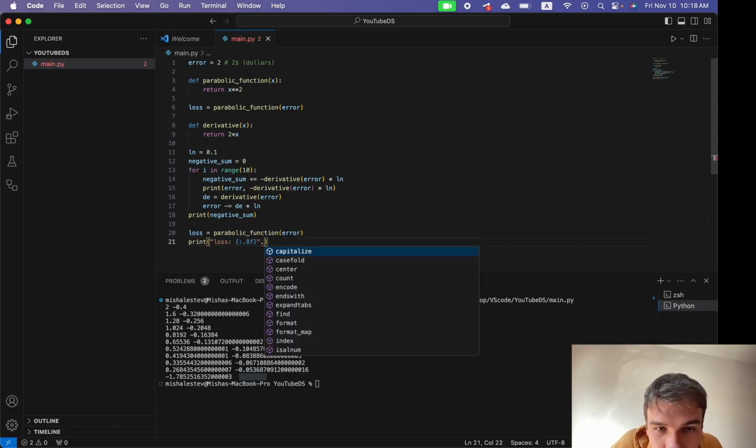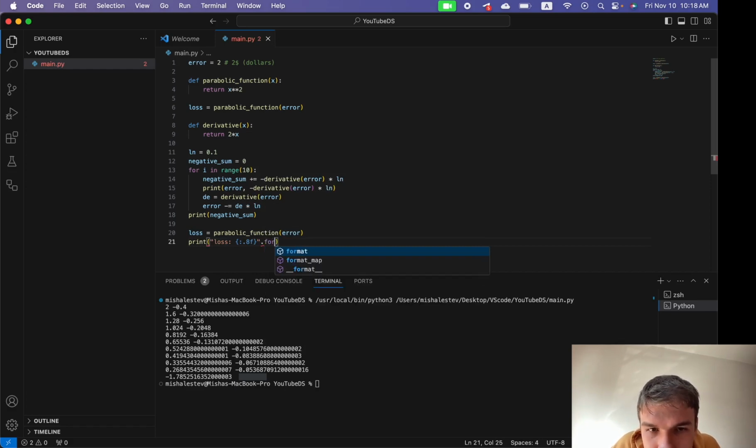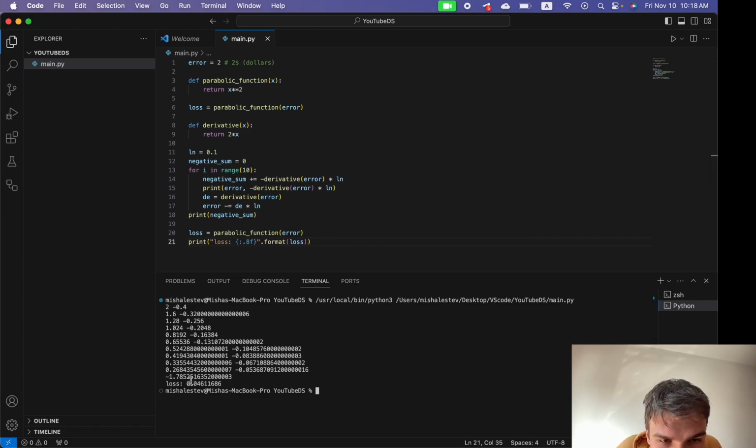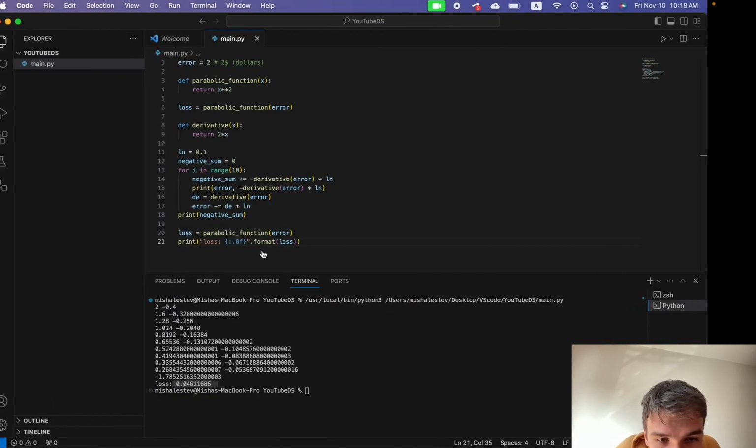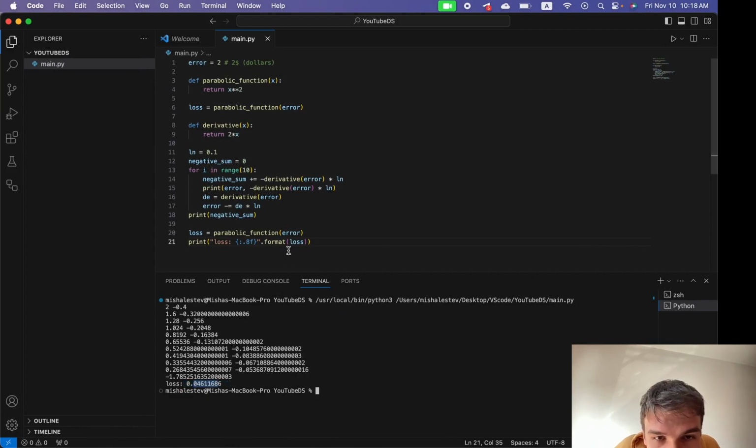I forgot format, if I'm not mistaken, format. So loss, and then let's check what our loss is. It's 0.046, and what's here, it's absolutely the same, even further, because I just shortened it a bit. So as you can see, we have the same loss here and the same loss here.